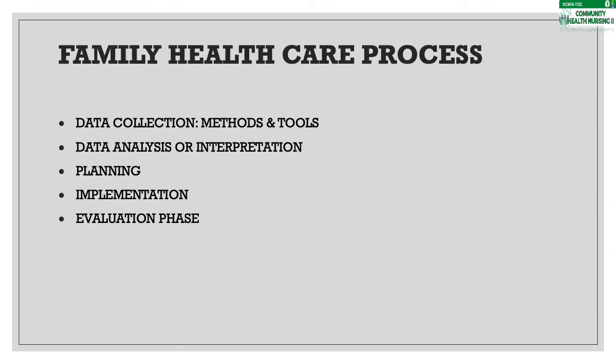And lastly, we have the healthcare process. In family health nursing, we should start with data collection. We use methods and tools, and we prioritize the problems. Those are examples of methods and tools. Then, from the data collected, we analyze and interpret it. After interpreting it, we make a family nursing care plan. That plan will serve as a guide for implementation and evaluation.